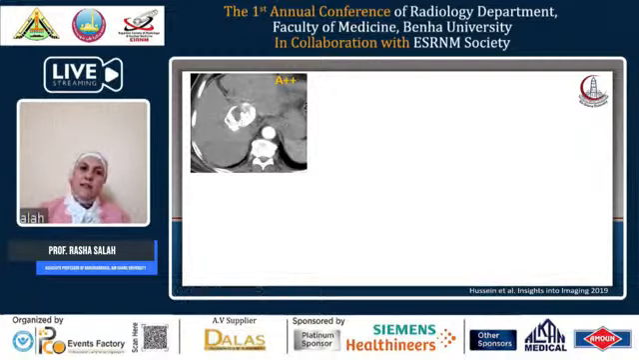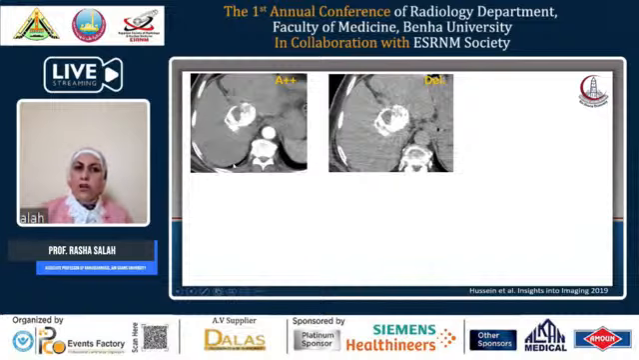And this is controversial: is this a completely treated lesion, or is there still an underlying small residual viable tumor? This is the early arterial phase and this is the delayed image. Can you tell me if this is a well-treated lesion or if it is showing residual viable tumor? Actually, it is very difficult to call from this CT.